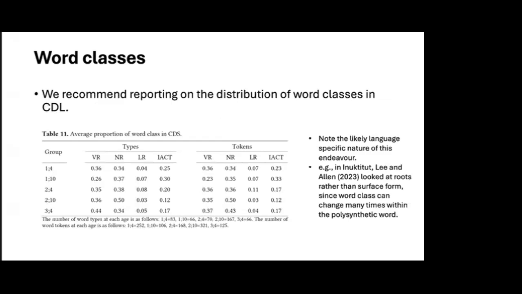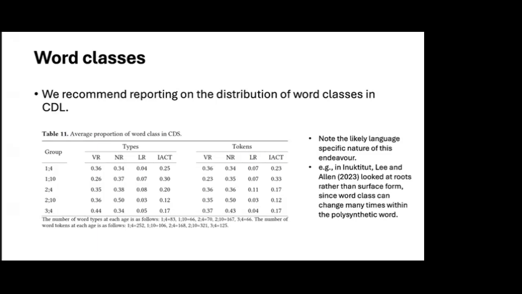So we recommend reporting on the distribution of word classes in child-directed language, because when you come to look at the word classes that children are acquiring and using frequently or less frequently, then you might be able to say something about whether or not children have a focus on nouns in your language over other types of syntactic categories, and also whether or not there is this differential between the input and the children's uptake, which may give you some evidence to suggest whether or not children are always following their input in acquisition. So this is from the Inuktitut sketch here.